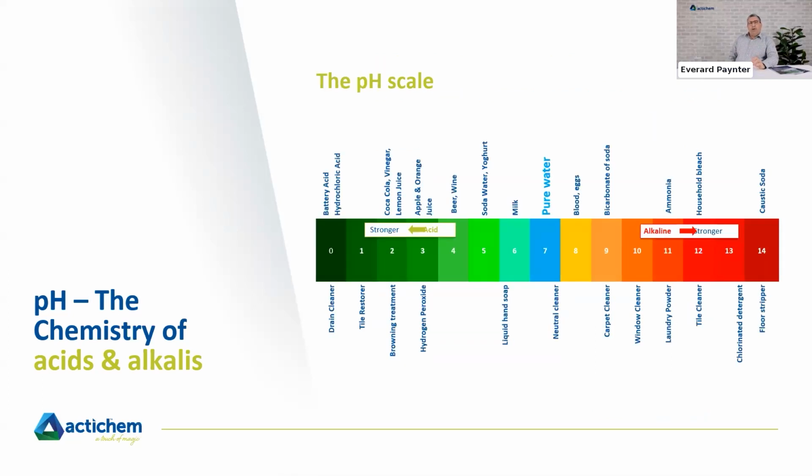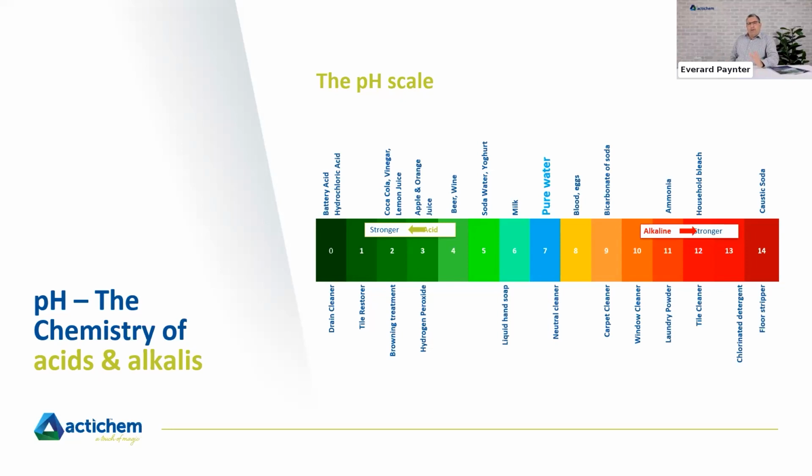So if we have a look at the pH scale, quite simply, we can see that it starts in the middle. It doesn't run from 0 to 14. It starts in the middle at pH 7, which is pure water. That is neutral. It runs to the left-hand side, getting increasingly stronger on the acid scale, and then running onto the right-hand side, which is increasingly stronger on the alkaline scale.